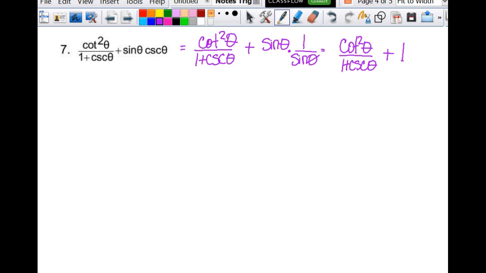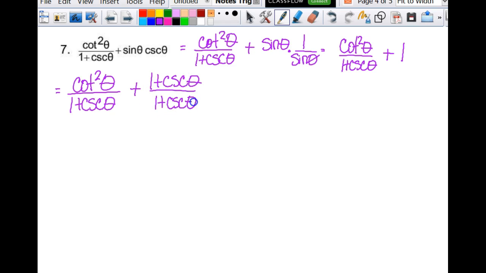All right, so I now have this. I would like to be able to add them together, so I need a common denominator. What would my common denominator be? 1 plus cosecant theta, yes? So this is going to give me cotangent squared theta over 1 plus cosecant theta plus 1 plus cosecant theta over 1 plus cosecant theta.